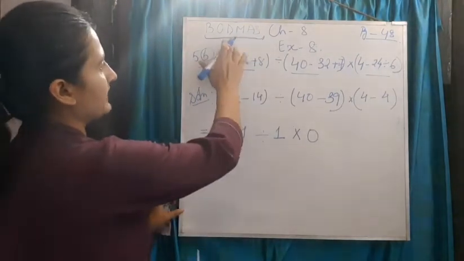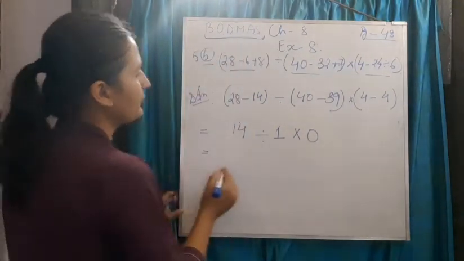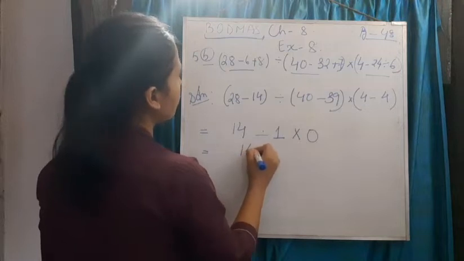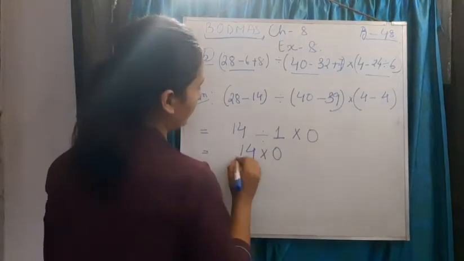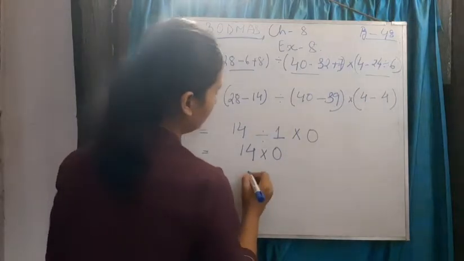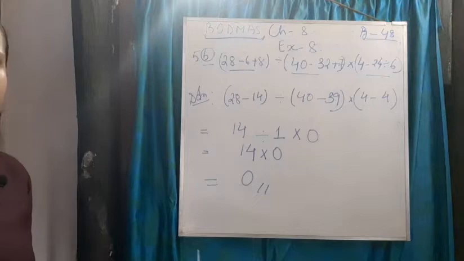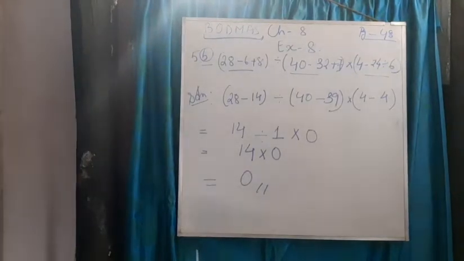So next you can see what we have to do next. See, there is a division and a multiplication sign, right? So we will divide first. So 14 divided by 1 is 14 into 0. So 14 into 0 is equal to 0. So your answer will be 0. I hope that you all can see this. Please note it down in your notebook.